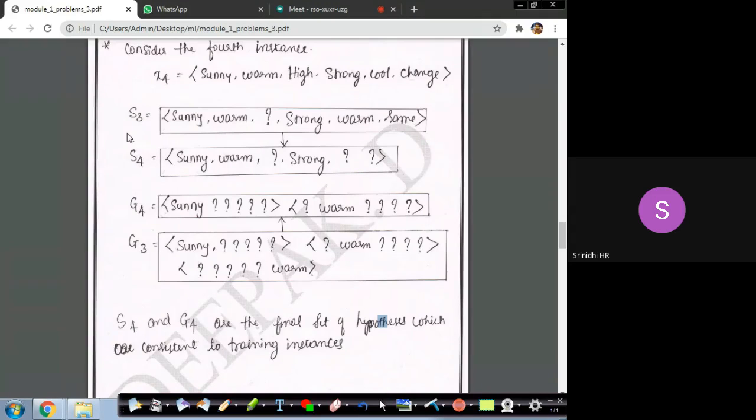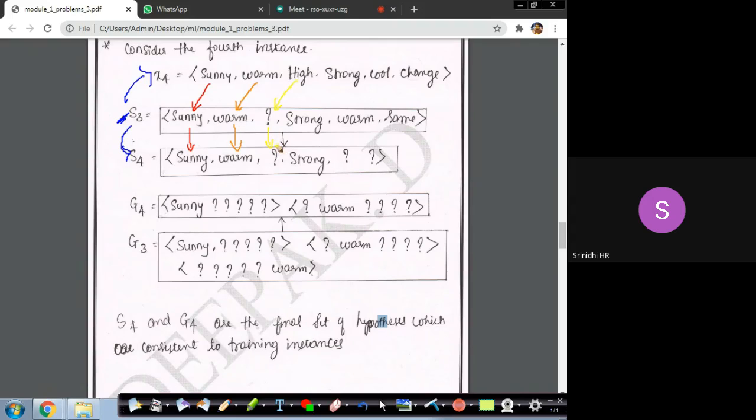Specific hypothesis. Yes, the very first thing I must update is the specific hypothesis. My previous value of S3 was this. I'll compare it with my new instance X4 and I will be updating my S3 to S4 here. So with X4, I'll start comparing now. My first attribute, it is sunny. I'll remain sunny as it is. My second attribute, it is warm and warm. I'll remain it as it is. My third attribute, I have high and general. So here I'll make it as general.